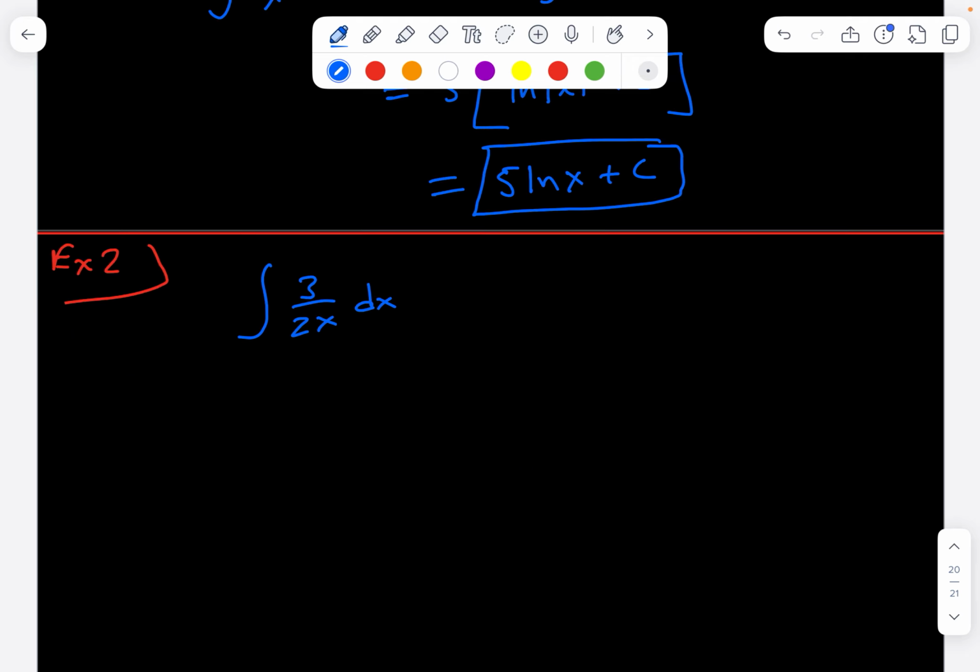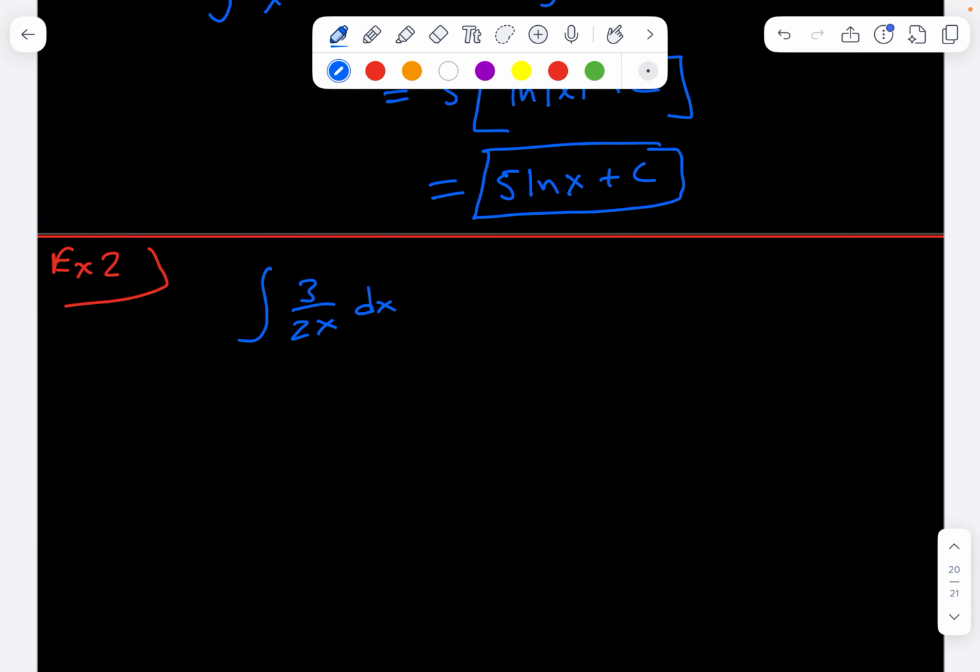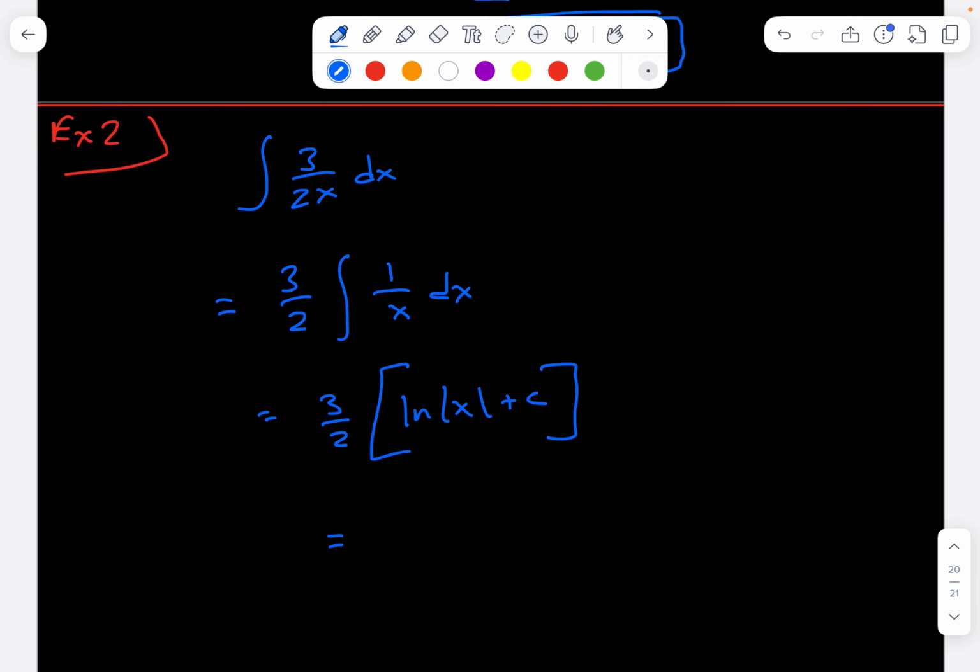Let's do one more problem. We have integral of 3 over 2x dx. We can take out a 3 halves as the constant, which will leave us 1 over x dx. And then same thing. Now we're going to write 3 over 2 times ln x plus c. And then this will just end up being 3 halves ln x plus c.